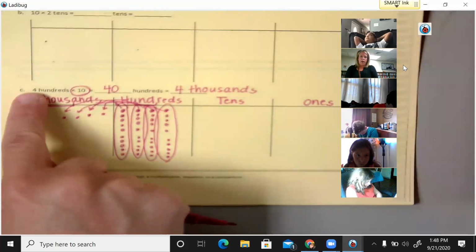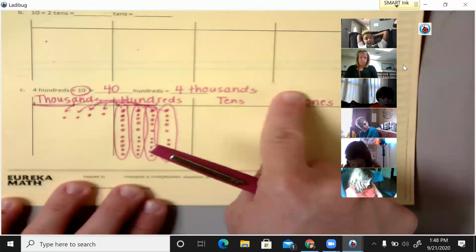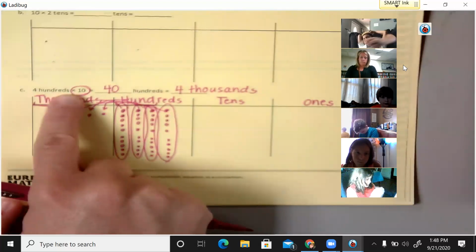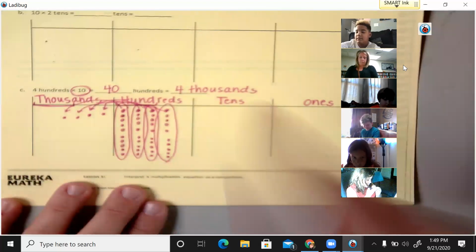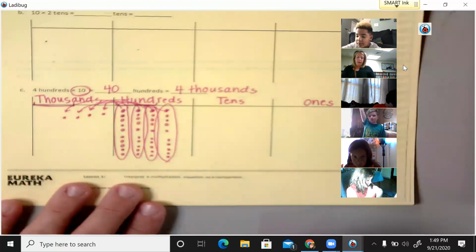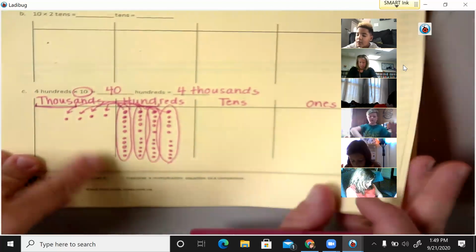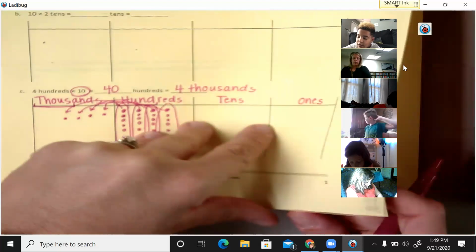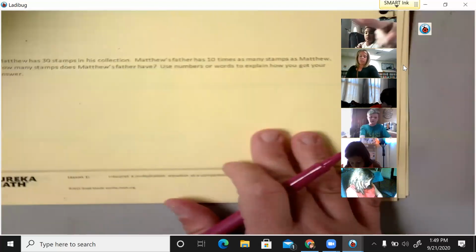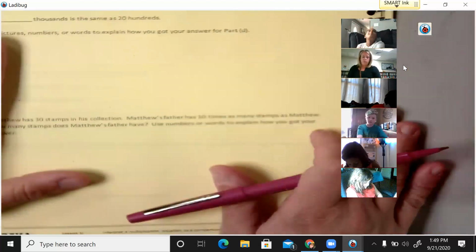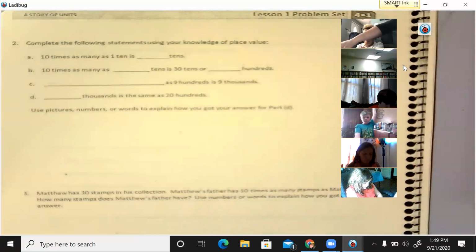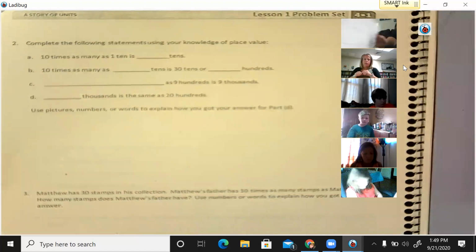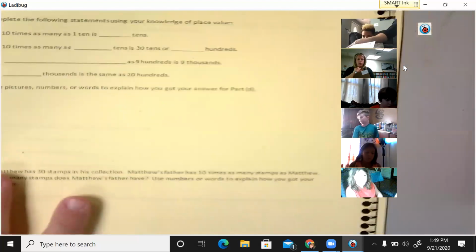Steph, go ahead and read this whole line for us. 400 times 10 equals 4,000. Very good. Okay, so we did 1C together. Now we're going to turn the page and go to number 2. Now this is one that I think we're going to need to use your whiteboards for. Okay, let's have Olivia go ahead and read the directions for number 2.